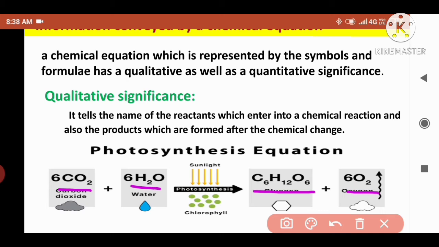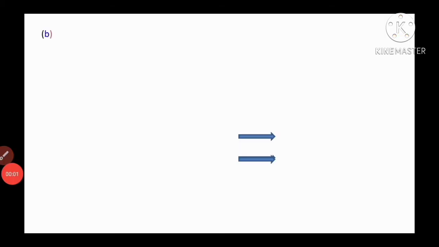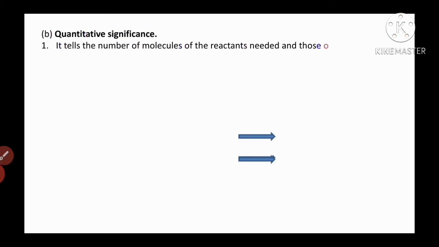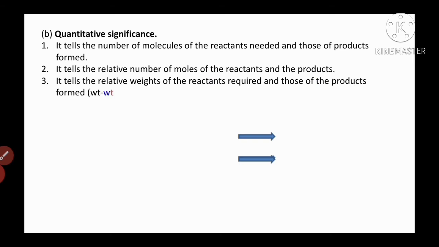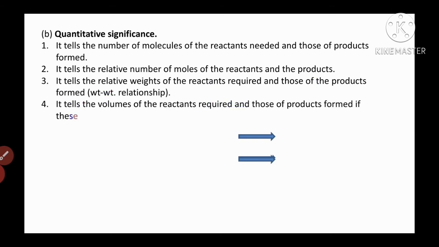Now this is the qualitative significance, means it explains the names of the reactants as well as the names of the products through their symbols as well as formulae. Quantitative significance means it explains in terms of the volumes, mass and molecules of the reactants involved as well as products produced. It tells the number of molecules of the reactants needed and the products formed.